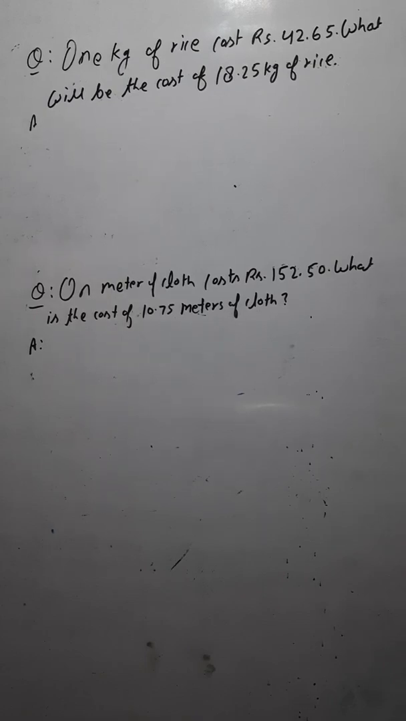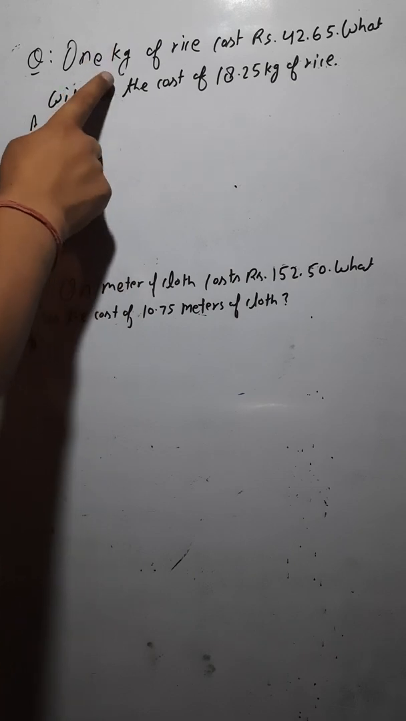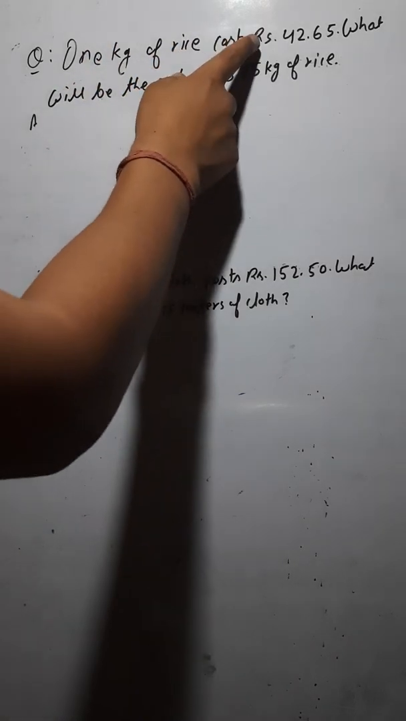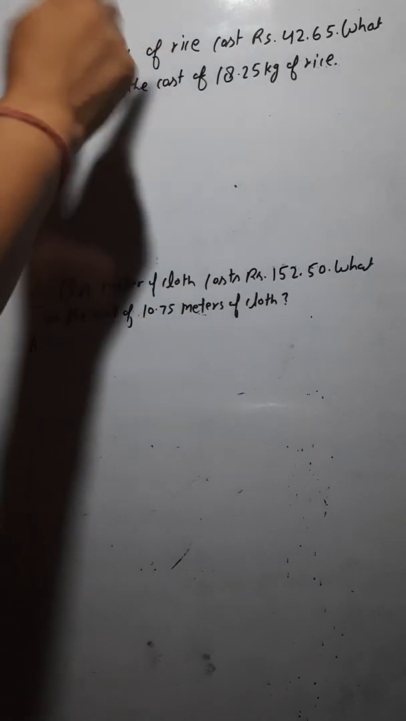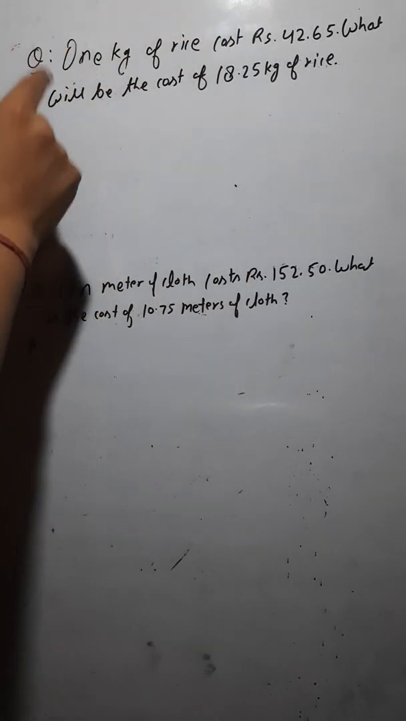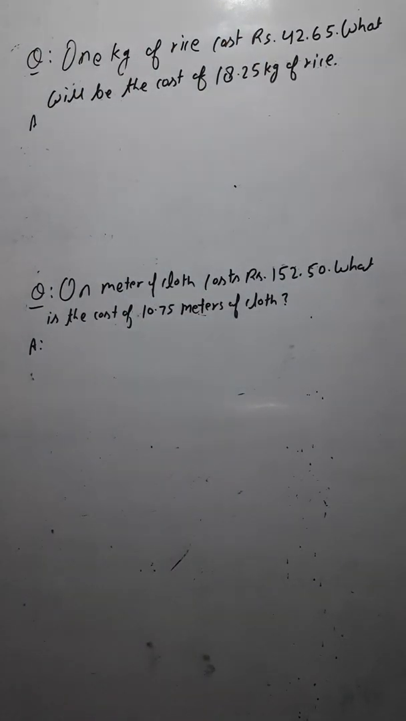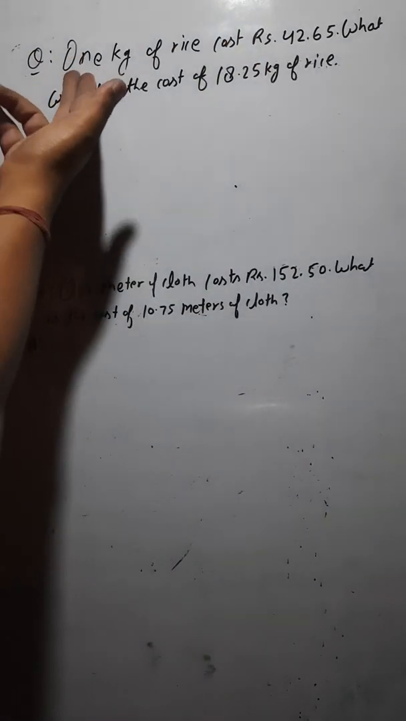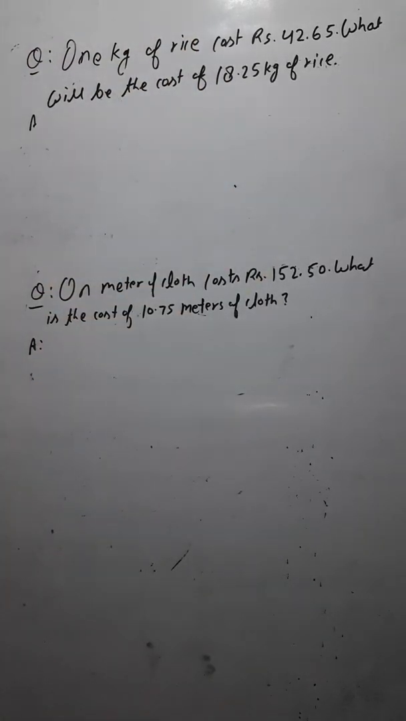So dear students, now today we will move ahead in this third chapter of class 7th mathematics, that is decimals. So I have some new questions for you today. The first question is: 1 kilogram of rice costs rupees 42.65. This is the cost of 1 kg of rice. So what will be the cost of 18.25 kg of rice? What are you going to do? Yes, for one you have been given, for more you have to find, then always you are going to multiply.